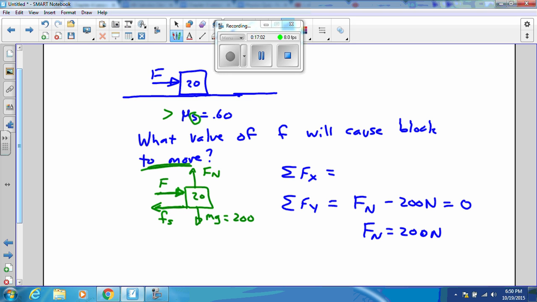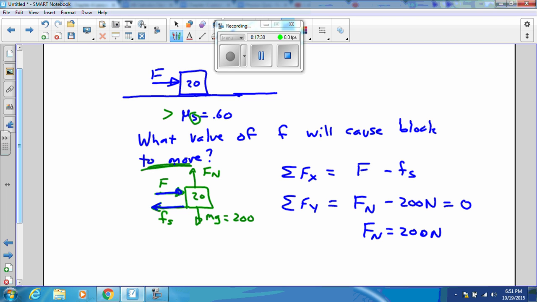And that immediately allows us to solve Fn is equal to 200 newtons. Then, the sum of forces in the x direction is going to take into account all the horizontal arrows. So we have F, which is pushing to the right, and Fs, which is pushing to the left. Now, is this a Newton 1 or a Newton 2 situation?